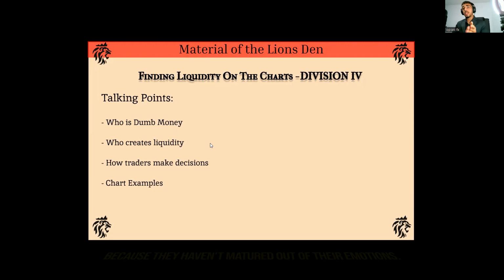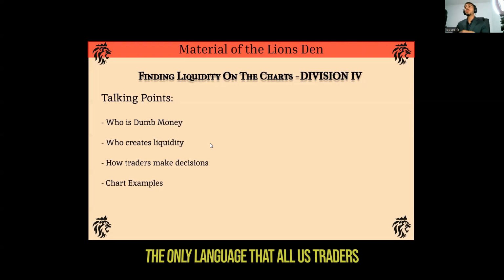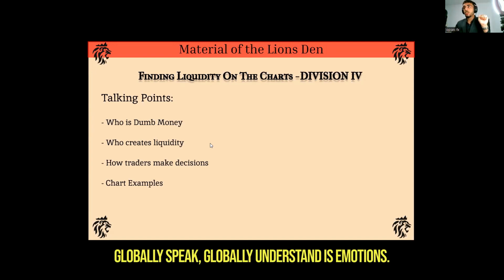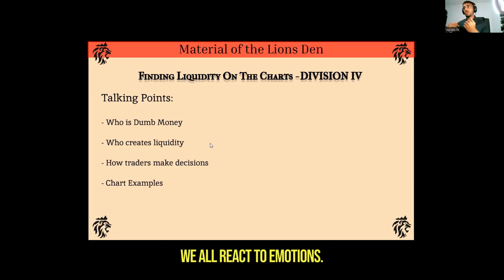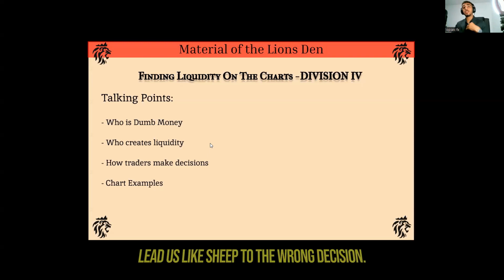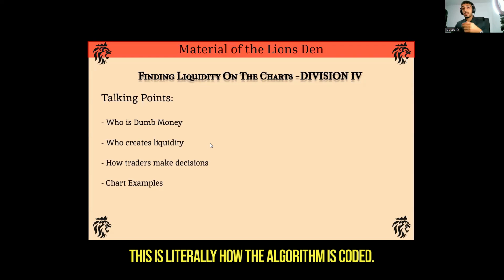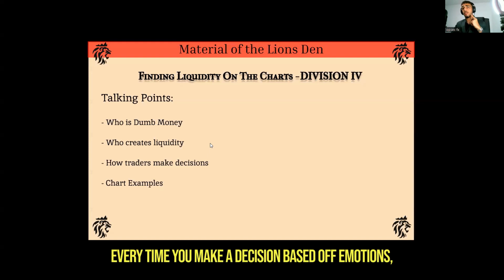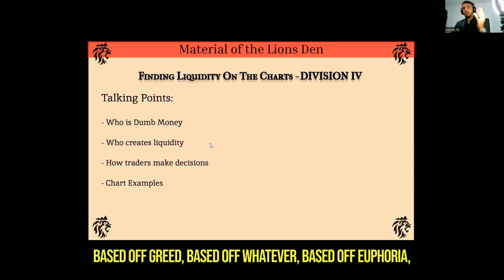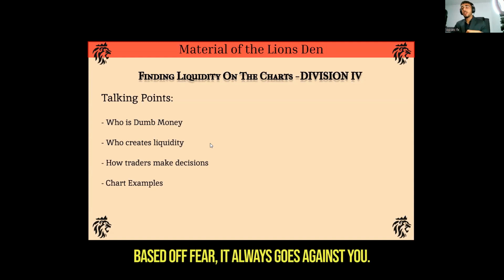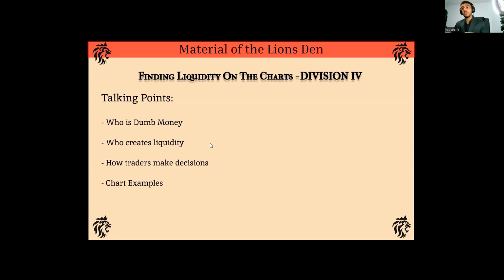Why are they unprofitable? Because they haven't matured out of their emotions. The only language that all us traders globally understand is emotions. We all react to emotions. And this is why it's so easy to lead us like sheep to the wrong decision. This is literally how the algorithm is coded. It's coded to manipulate us psychologically. Think about it. Every time you make a decision based off emotions, based off greed, euphoria, or fear, price always goes against you.